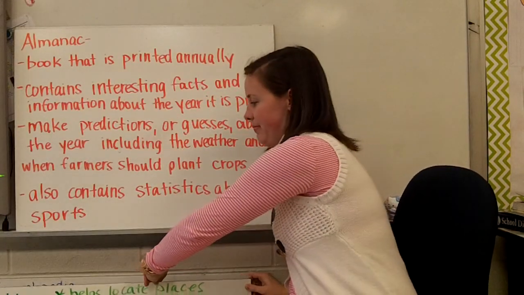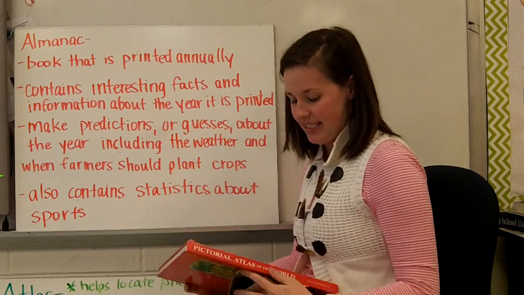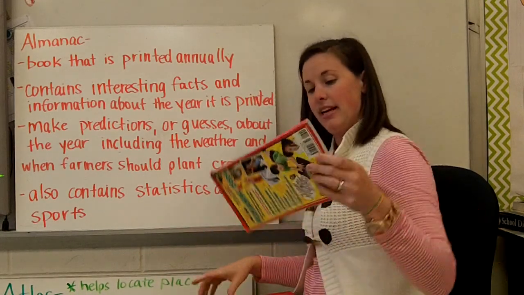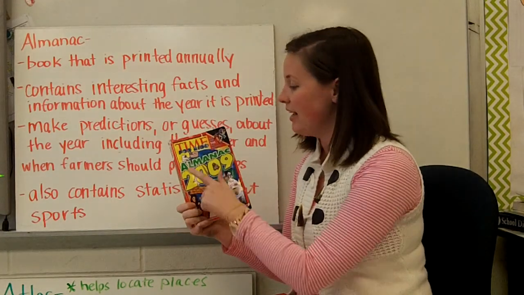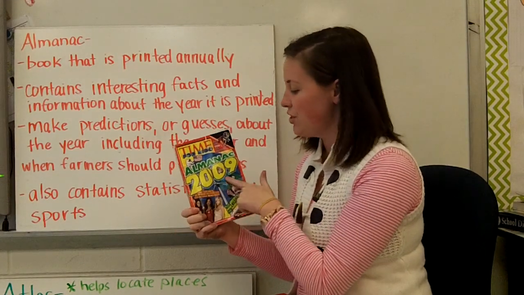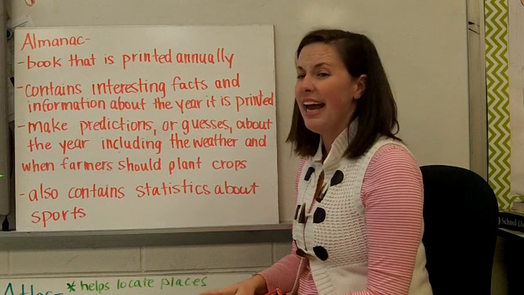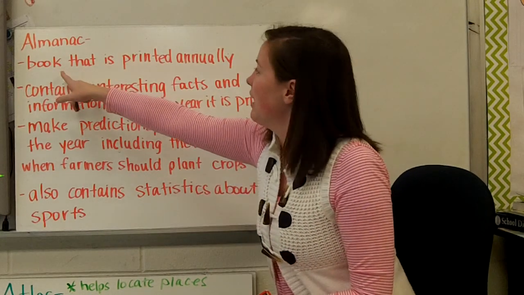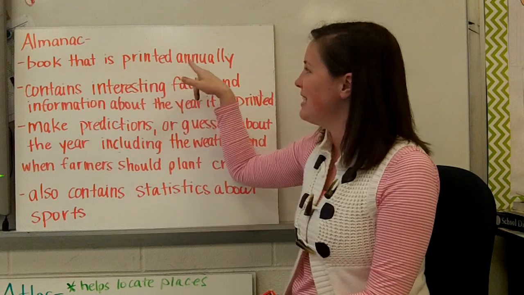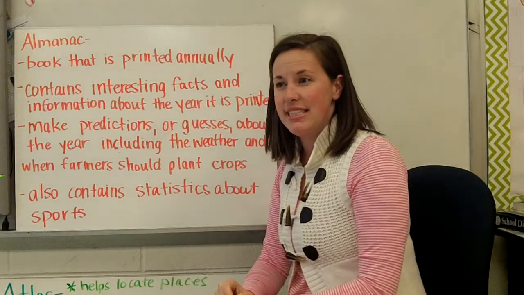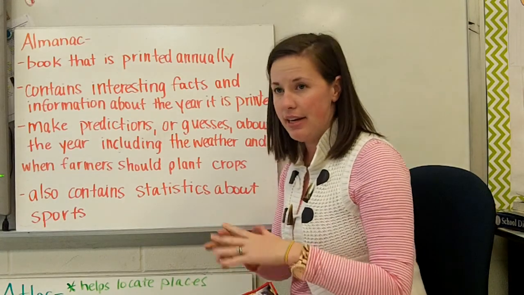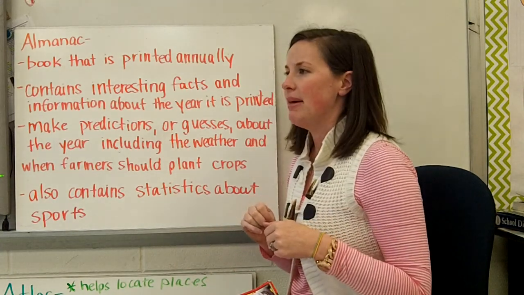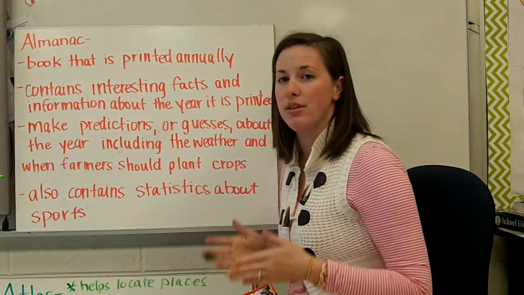All right. Next one we have is the Almanac. And here in my hands, I have a children's version of the Almanac. Notice it says Almanac 2009. And it says that because it's a book that is printed annually, which means they only print one book a year. Now that doesn't mean one total, but it means each year there's only one kind of book that's printed.